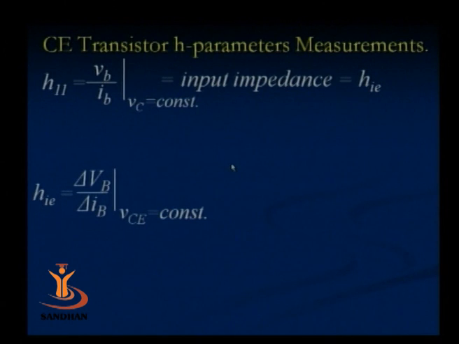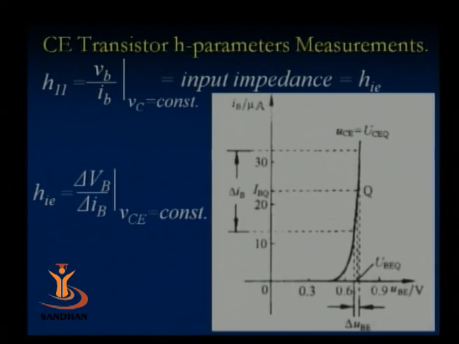Now, how can these parameters be measured? There are 4 parameters: input impedance, output impedance, forward current ratio, reverse voltage ratio. How are they measured? Let us see one by one. First H11, the input impedance, and for common emitter we know it is the ratio of base voltage to base current, HIE. This is nothing but a graph of IB, that is base current, against the base voltage. So this is the input characteristics. From the input characteristics of the common emitter transistor, we can find HIE.